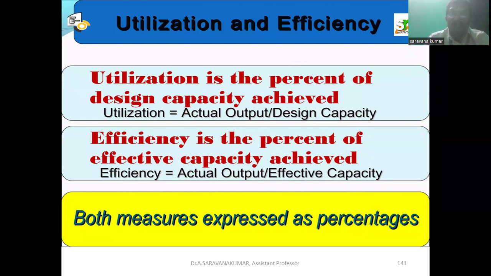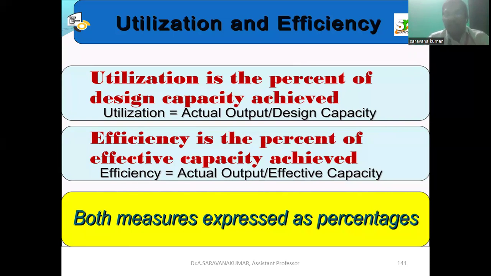Utilization is the percent of design capacity achieved. Utilization equals actual output divided by design capacity. Efficiency is the percent of effective capacity achieved. Efficiency equals actual output divided by effective capacity. Both measures are expressed as percentages. So utilization, efficiency and capacity planning are clubbed together. Whatever efficiency you have, you can utilize that.